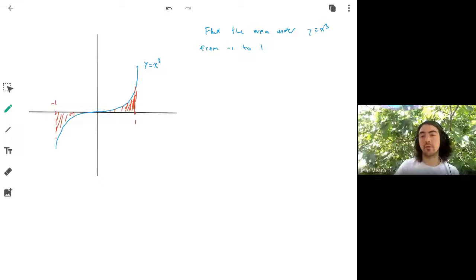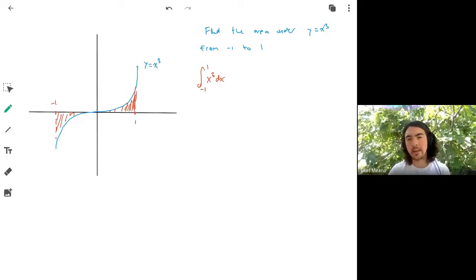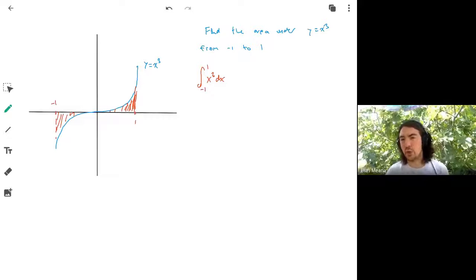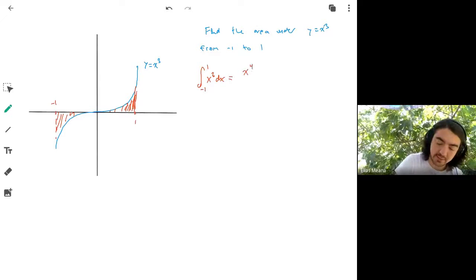So the fundamental theorem of calculus tells us this should be the integral from -1 to 1 of x cubed dx. All right. So what is the antiderivative of x cubed? What function gives you a derivative equal to x cubed? X to the power 4 over 4. Excellent, right? X to the fourth over 4.